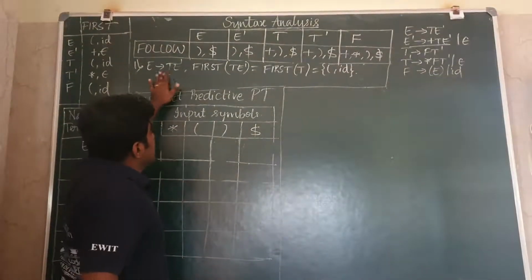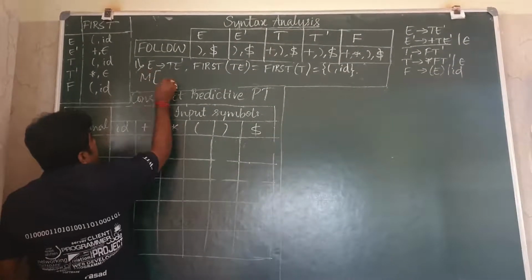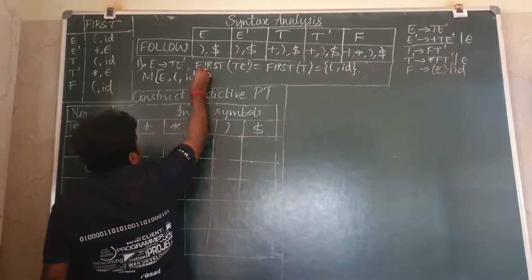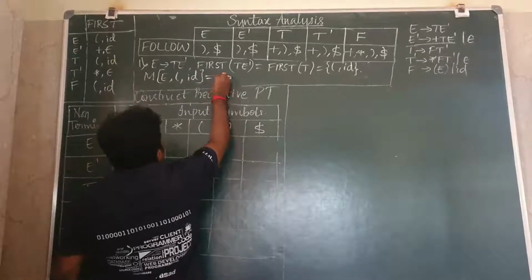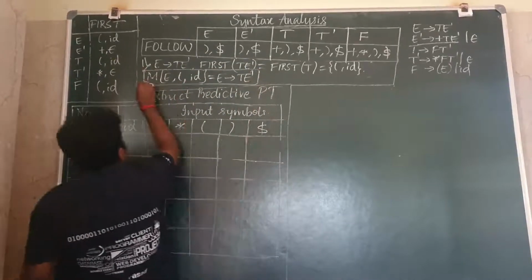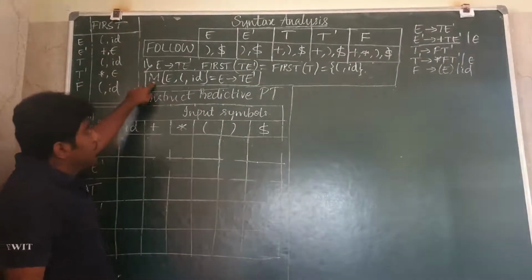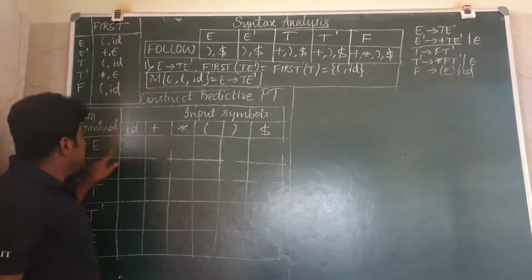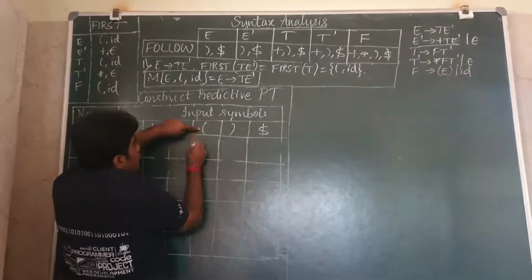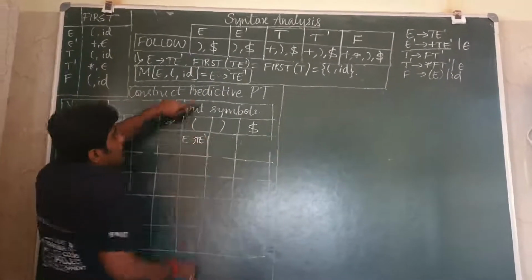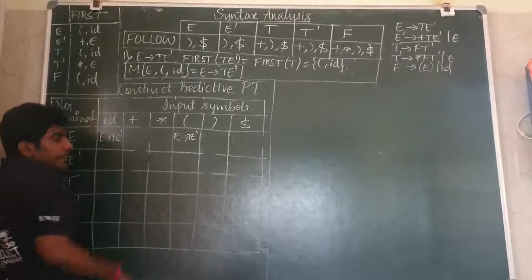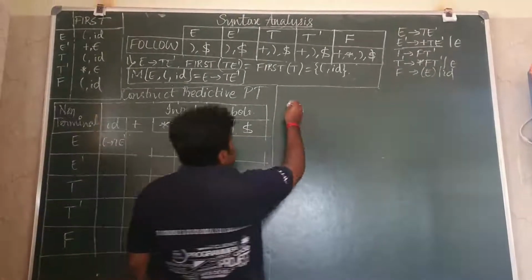Our parsing table name is M. From which non-terminal? E. For the terminals opening bracket and ID, we have to include which production? E tends to TE dash. Understood? In parsing table M, from non-terminal E on opening bracket, we include E tends to TE dash. Similarly for ID, E tends to TE dash. Fine?